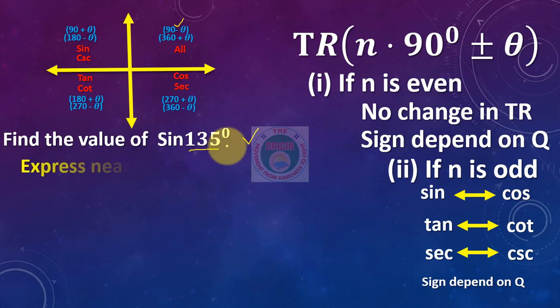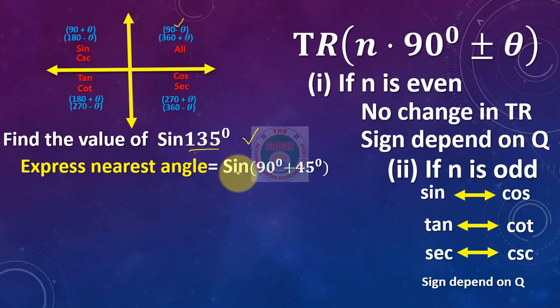So now express the nearest angle. I express this angle sin 135 as sin of the nearest angle I have taken, 90. You may take 180 also. So this 135 can be written as sin of 90 plus 45. That means 135, expressed with the nearest angle.